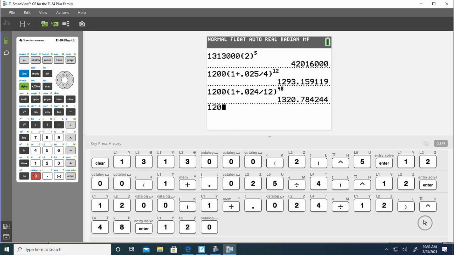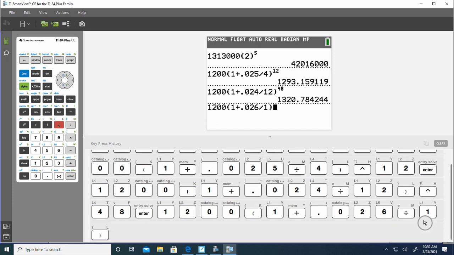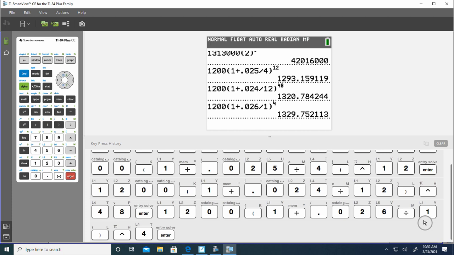And then the last one is 1,200 times (1 plus 0.026 divided by 1). Technically, you don't really have to put that, but we'll put it just to keep it constant. Raised to the 4th. So this one actually showed us the highest amount of money, but it had a higher percentage rate. It wasn't compounded as frequently, but because my percentage rate was a little bit higher, it gave us a little bit more money. So your percentage rate and your time are really the main things that are going to impact the information.